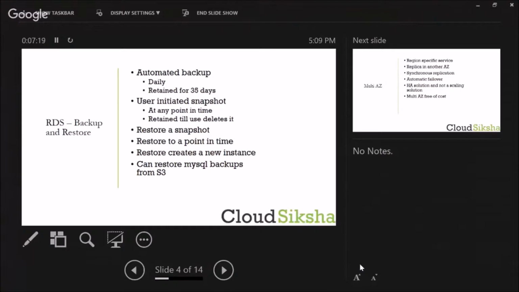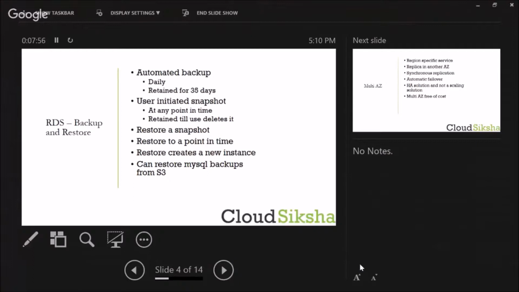In case of things like MySQL, if you want to migrate, you can do a dump of MySQL and upload it into S3, and from S3 you will be able to restore it back. So if you are looking at the new console of RDS, you will see for MySQL there is a restore from S3 button. That basically will restore your database from S3, if you want to migrate from one place to the other.